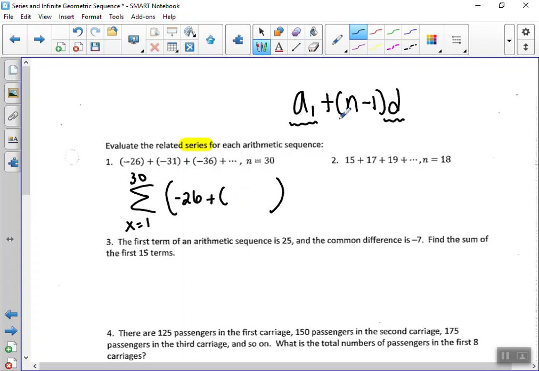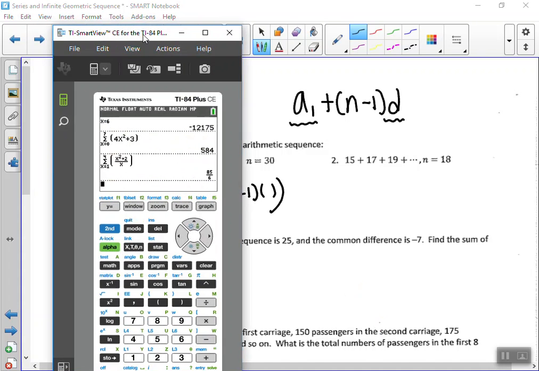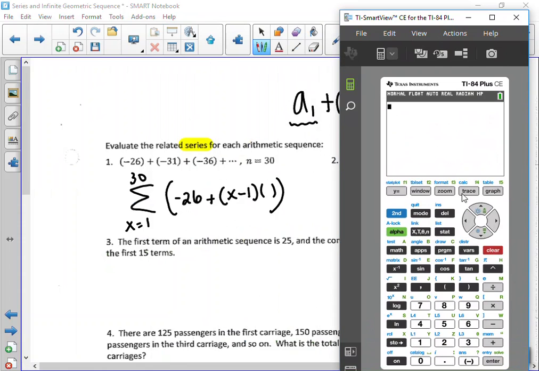Plus, parentheses, n. Well, instead of writing n, I have to use the same letter here. So I'm just going to put x minus 1. You can put n down here if it's less confusing. And then multiply by the common difference. What is the common difference here? Let's see. I just go on my calculator and find out. Negative 36, and then common difference is subtract the previous term. Negative 31 is negative 5.